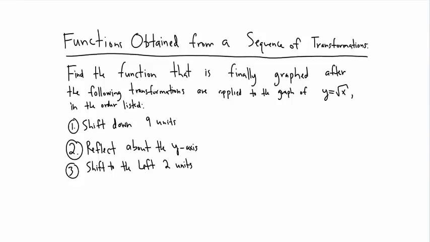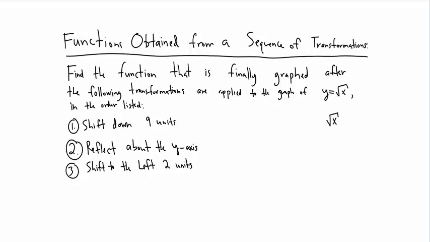Let's explore functions obtained from a sequence of transformations. So we'll start with the graph of the function that is defined by the formula the square root of x. And to that graph, we will apply the following three transformations in the order listed. So we'll end up with a graph. It'll be the graph of a function, and this function is defined by what formula? That's what we have to figure out.